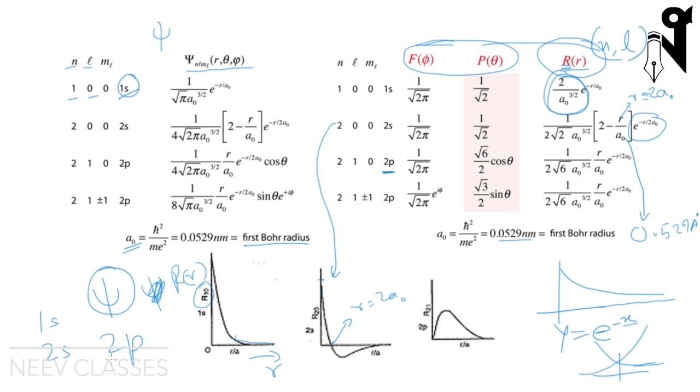The difference is 2p starts with a 0. The others are starting with a high value. 2p starts with a 0 because if I go into the 2p graph, we have an r in front of it. When r is 0, what will happen to this function? When r is 0, the whole function will be 0. So r is equal to 0, it is 0.